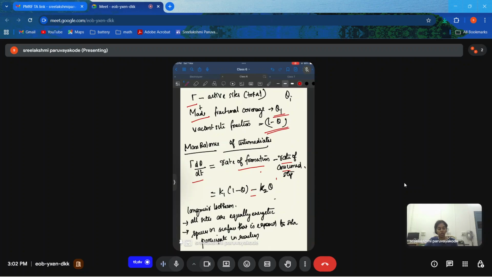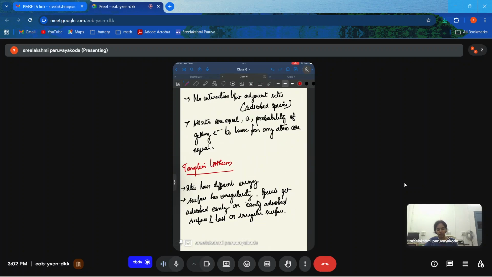So here we are saying it follows the Langmuir isotherm, which says that all the sites are energetically equal, and the species on the surface that are exposed to the solution are the ones participating in the reaction. What is beneath doesn't get involved. And the intermediates adsorbed on adjacent sites do not have any interaction, and all the sites are equal, and the probability of losing the electron from any of the atoms remains equal. So this is the Langmuir isotherm, based on which we are doing the derivation.